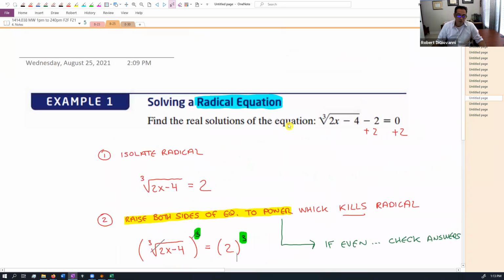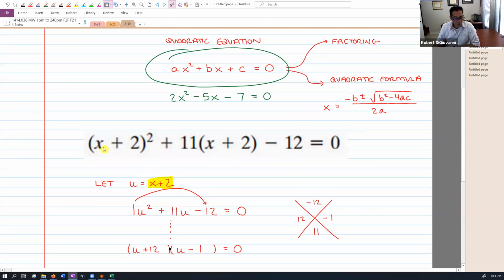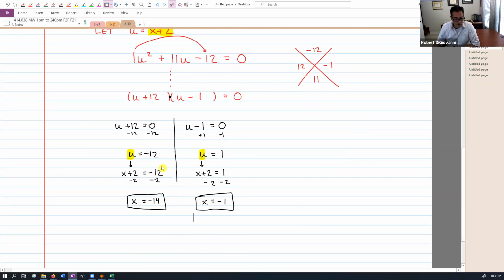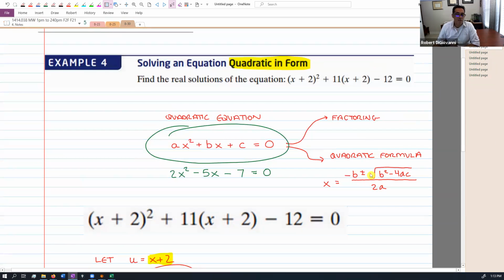Well, in this problem, first of all, we're not doing a radical equation, right? This is a quadratic form problem. So we never raised both sides to an even number. We never did that. And because of that, you don't have to check your answers. Now, it wouldn't be bad to check just to make sure you got it right, but you don't have to. To check it though, you'd plug either one of these values of x in here and just make sure it turns out to be 0. Okay, any questions on that quadratic form problem?